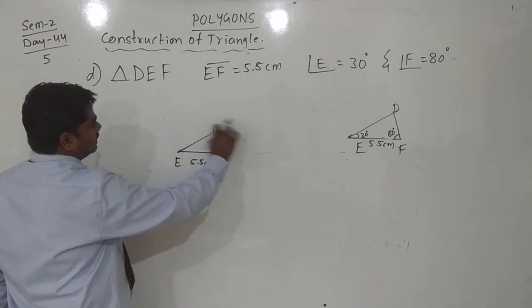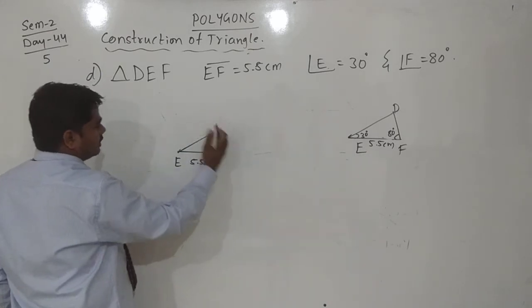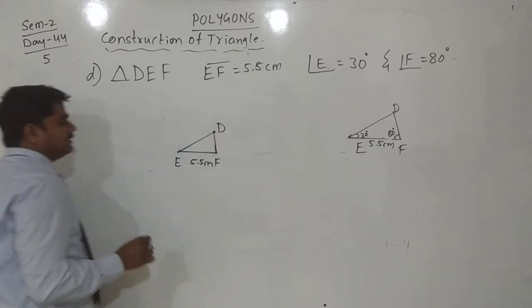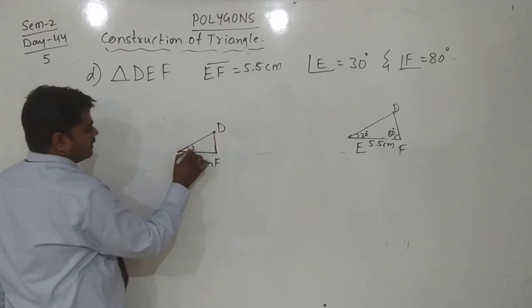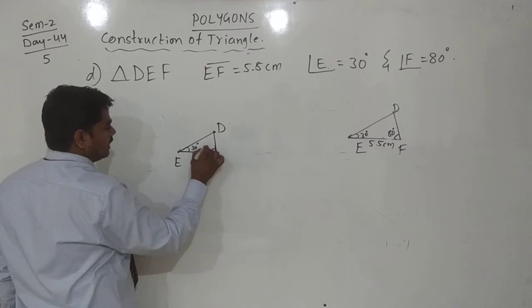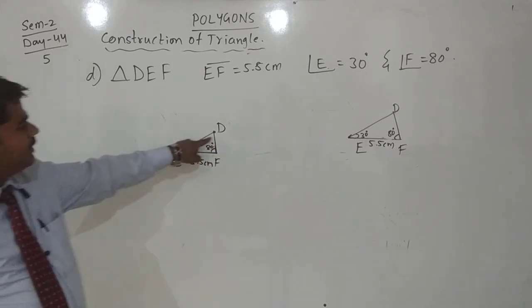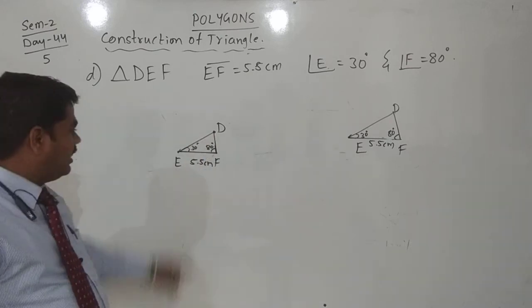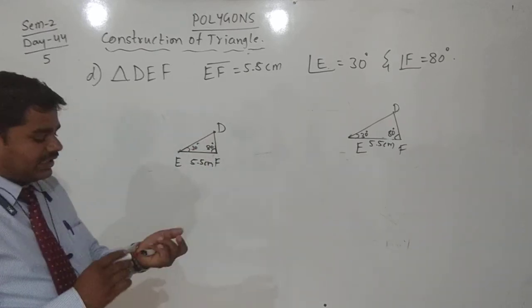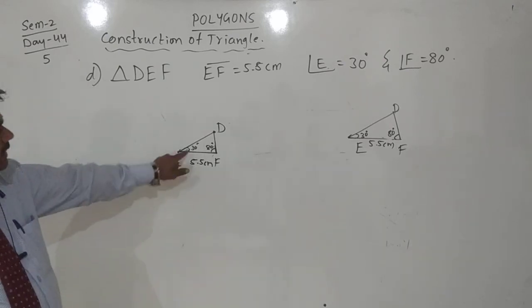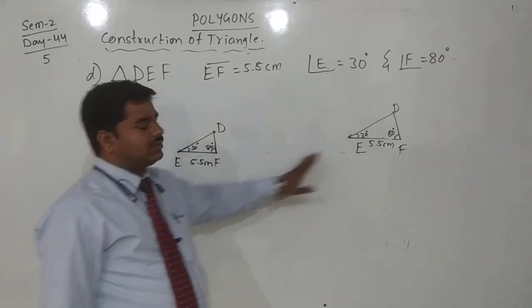Now we can arrange these two here where they will meet at a point, this point D. This is 30 degree, exactly, this is 80 degree. And if it is 30, 80, it should be 70 degree. Why? The sum of all three angles is equal to 180 degree. This is the figure. Yes, same figure drawn there.